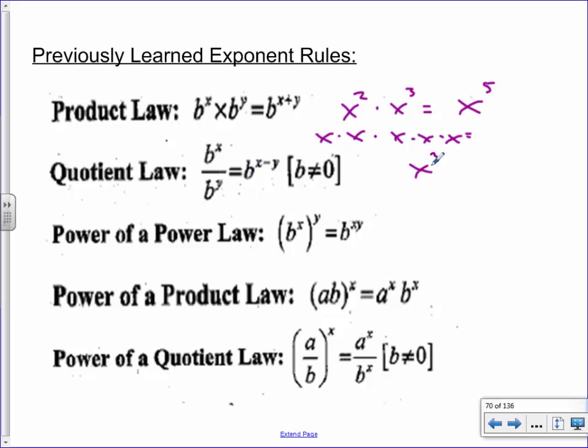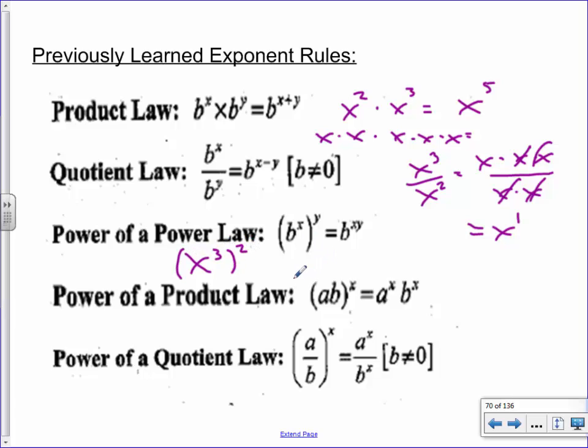Dividing means subtracting. So if you had x to the 3 over x squared, it's like having x, x, x on the top, x, x on the bottom, and you can cancel a bunch of them. And so by the time you're done, you're left with x to the 1, which is what 3 minus 2 is. That familiar?